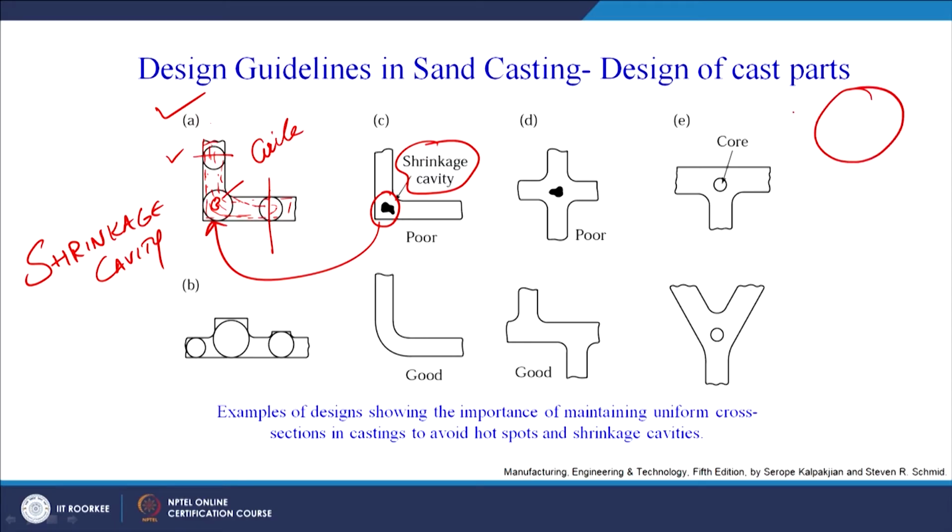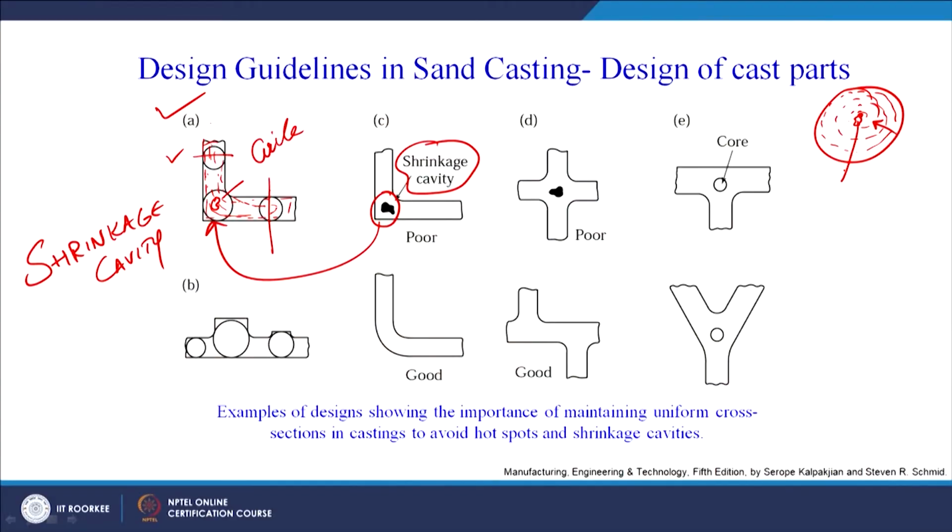Again we can see if there is a shape like this, the solidification will start from the surface and it will travel towards the center in this direction. So from the surface the metal will solidify, then the inner surface will solidify, then the further inner, then further inner, and finally this core. So we may get a cavity here. So here we can very easily see that there is a tendency to form the shrinkage cavity.